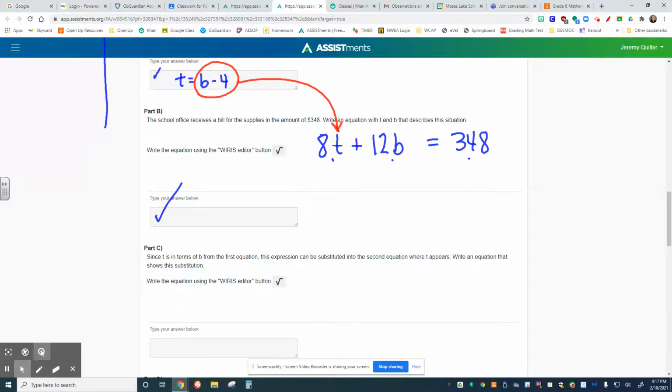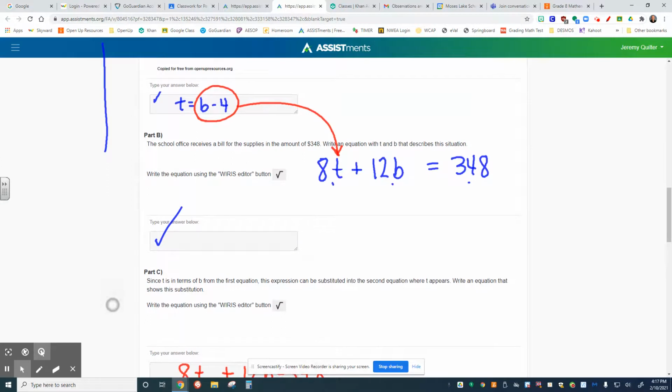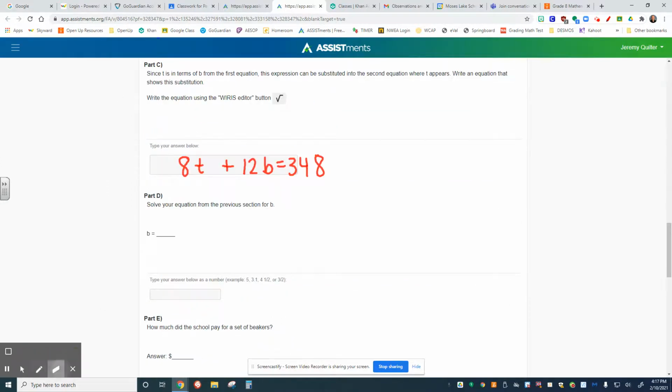So let's go ahead and bring that down to this next section. We take the equations that we were given, and we know that the first one is 8 times T plus 12 times B is equal to 348. But what we remember from up above is that T has a value of B minus 4. So we're going to take this T out of here and replace it with what we know the value of T to be, and that is B minus 4. Then that will be enough information for us to solve our equation to get B by itself and find out how much just the set of beakers costs.